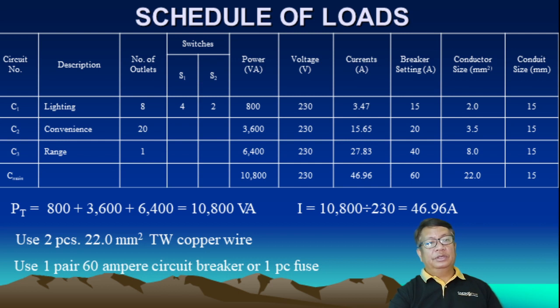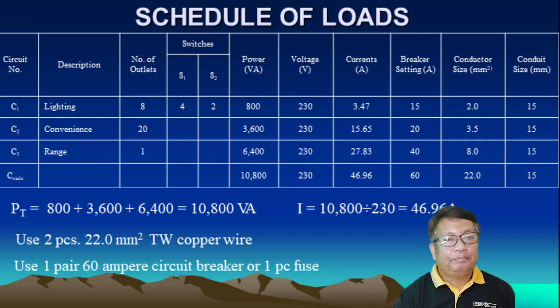Okay, so your circuit breaker for the main is 60 ampere, or you can use a 60 ampere fuse if you will be using a fuse. Okay, so in the computation of your total current, to determine your total current here, you can also use the demand factor.